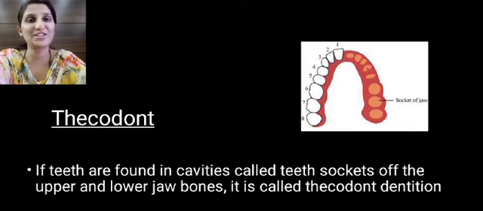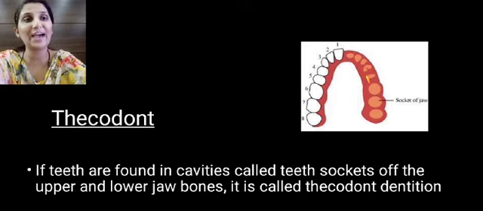Why is human dentition called thecodont? Because the teeth are found in cavities. These are the cavities which are present on the jaws, the upper and the lower jaws. And these cavities are called teeth sockets. And because our teeth are lodged inside these teeth sockets which are present on our upper and lower jaws, the dentition is called thecodont.